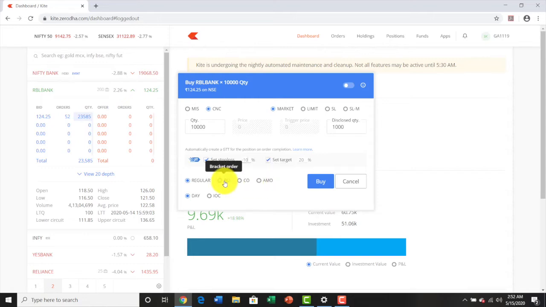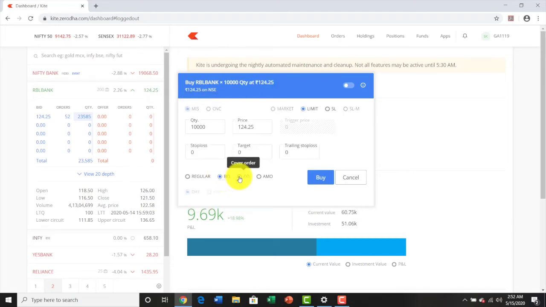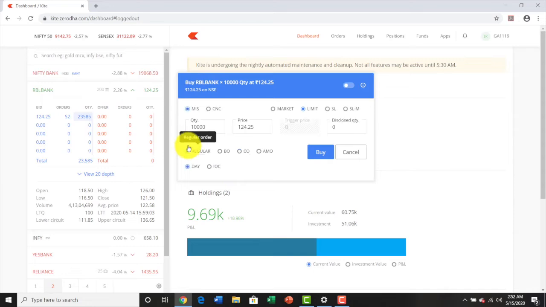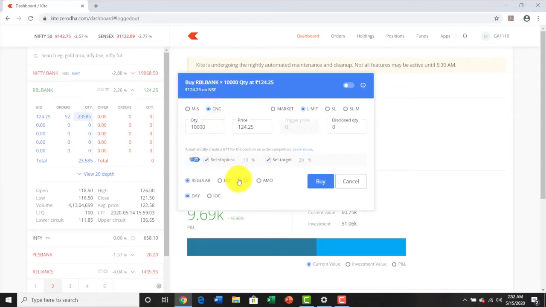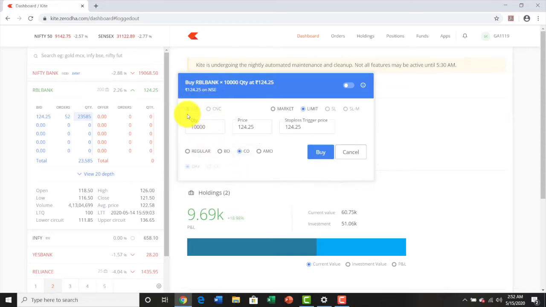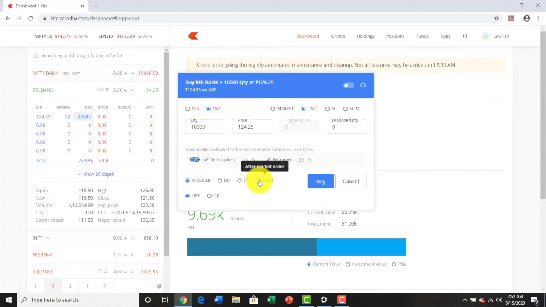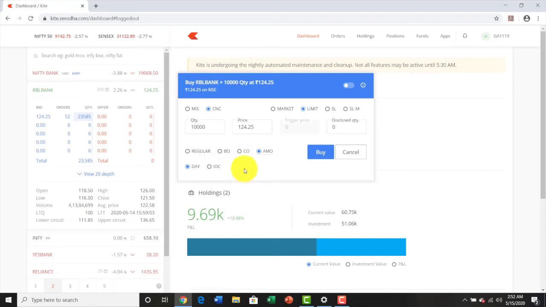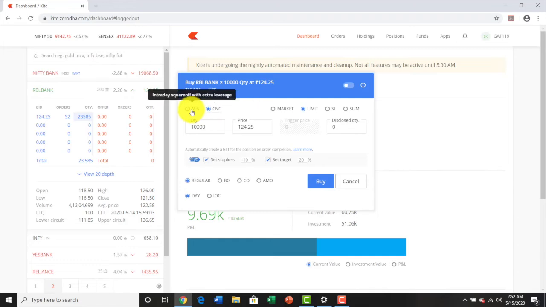I'll show you this one thing. As soon as I click on bracket order, this CNC will turn to MIS. And the same thing will happen with cover order. See this. As soon as I turn to cover order, it will turn to MIS. But the question is, will it happen in AMO? No, guys. I'll tell you the reason. Bracket order can only be placed when we are doing intraday trading, and cover order can only be placed when we are doing intraday trading. So this is for another part of the video, not necessary for us now.